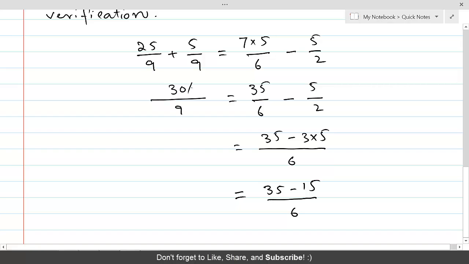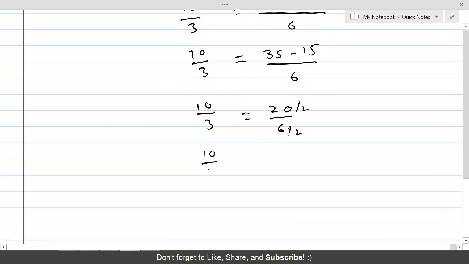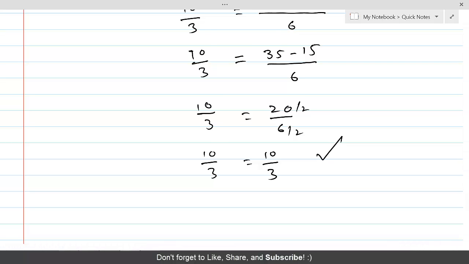We can divide this by 3, divide this by 3, that would be 10 over 3, and this is 20 over 6, and 10 over 3 equal to 20 over 6. And now if we divide this side by 2 and this side by 2, that will be 10 over 3 equal to 10 over 3. So this is verified. That's how we can find a solution and then verify the solution as well.